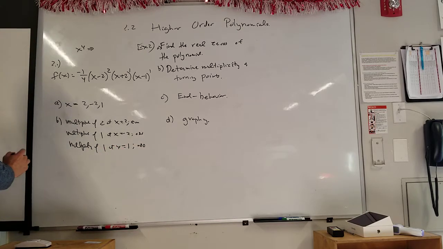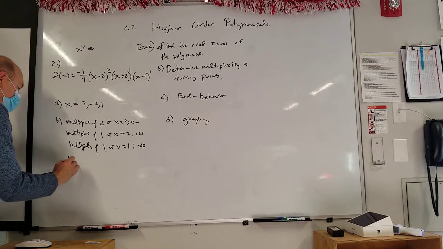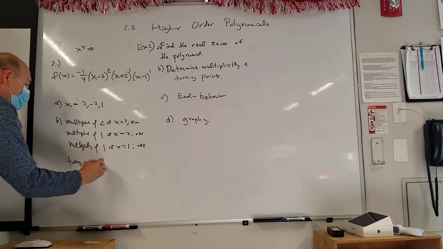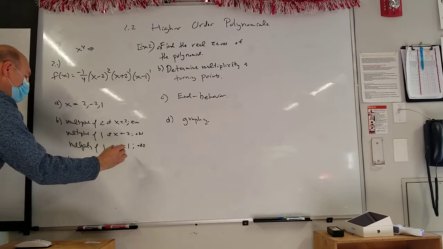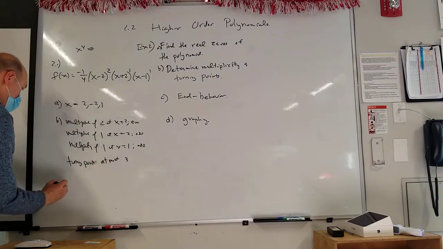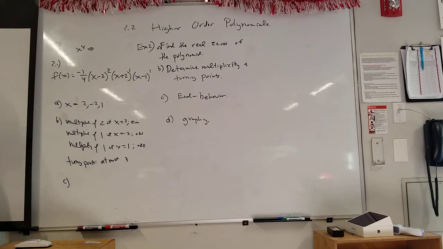And we've got turning points, right? Turning points, at most 3. Okay. For C, we just want to specify the end behavior here. Starts low, ends low, low high, high low, or high high? Starts low, ends low, because it's negative. Okay, are we good there?